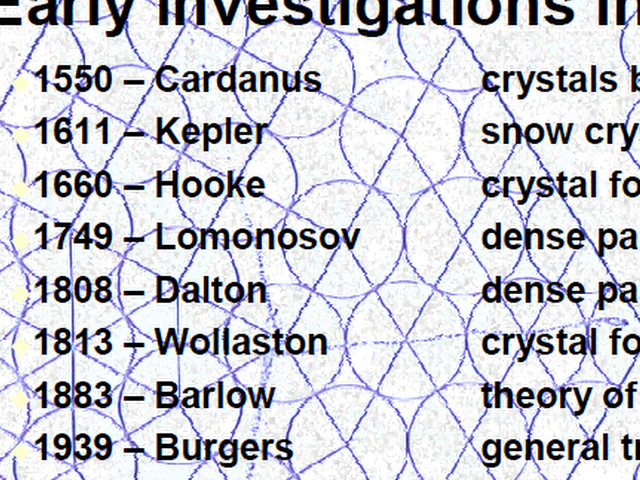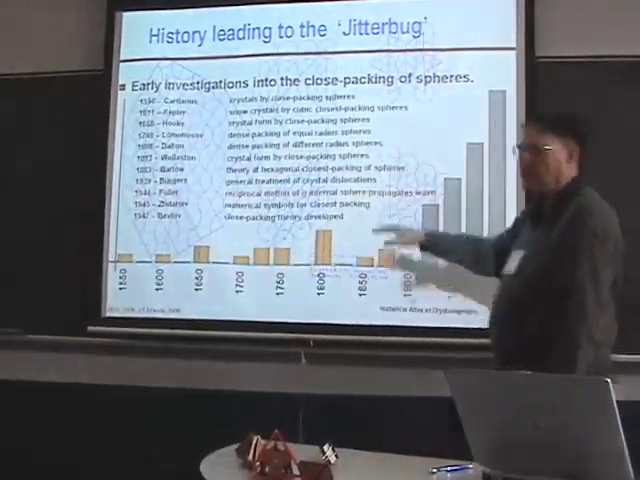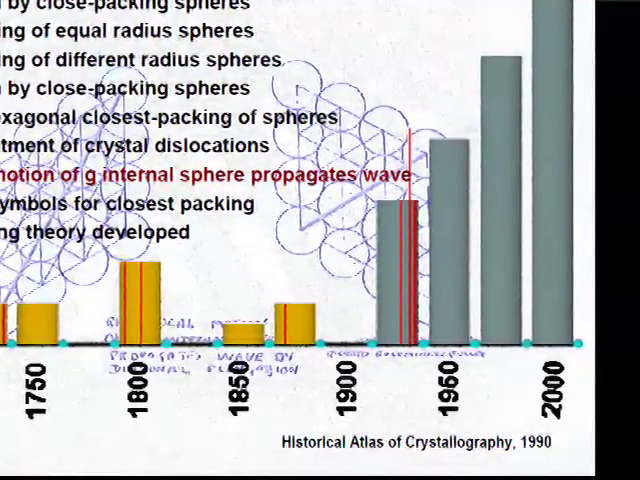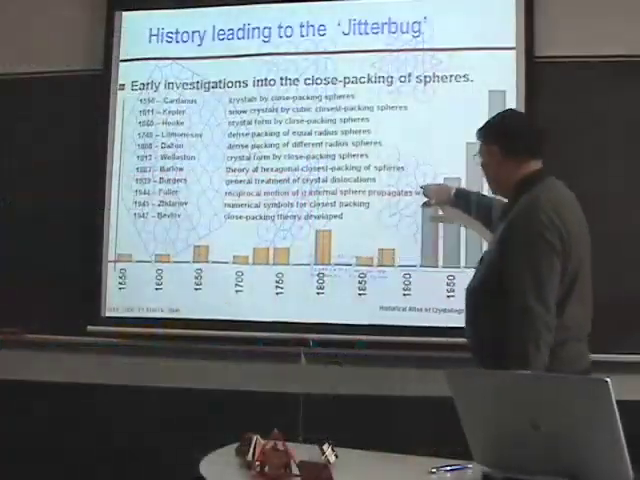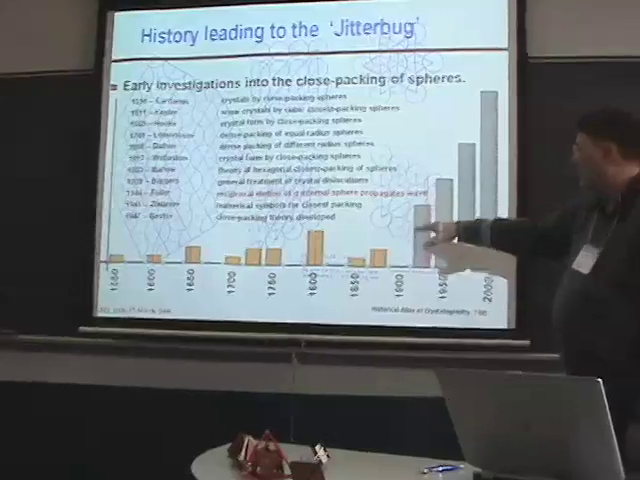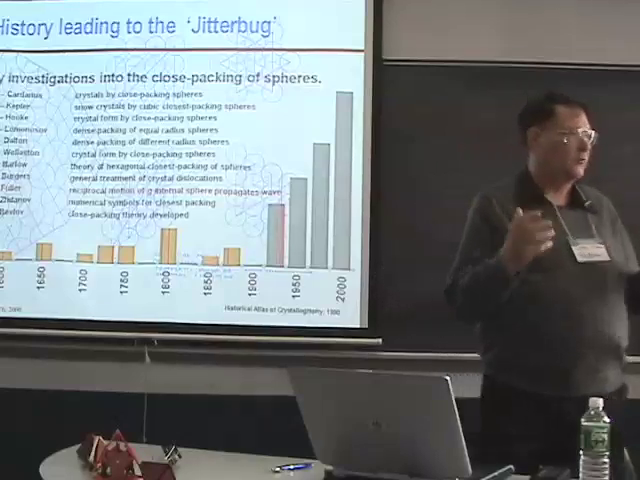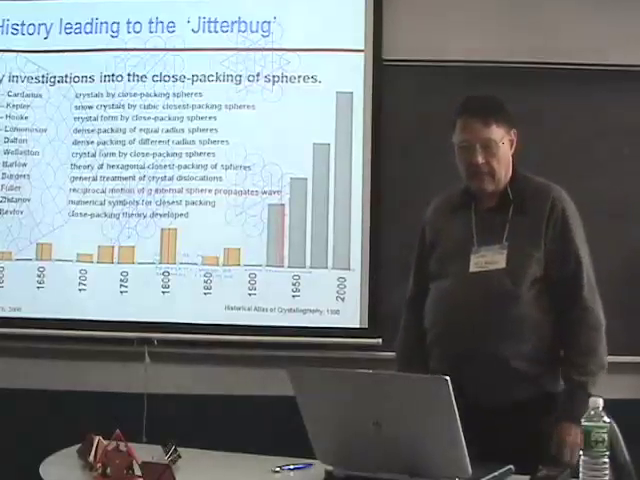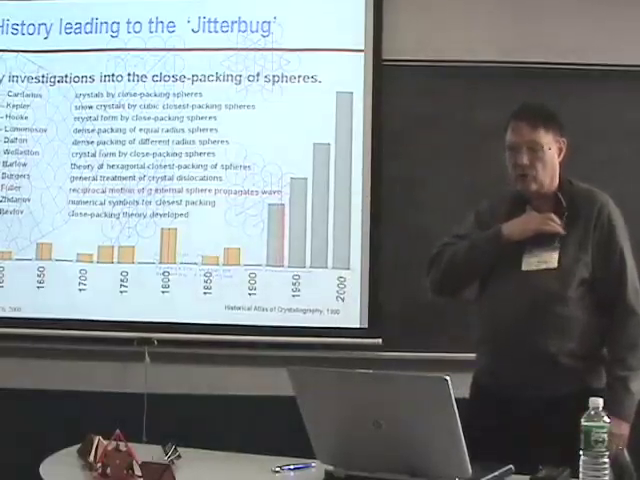Kepler, of course, tried to demonstrate snow crystals by using close packing of spheres, and as you see from the graph illustrated here, there were smatterings of work done around this idea of packing of spheres. There were little jumps here and there, but something happened in this region where all of a sudden there's a jump in people who are experimenting with and thinking about close packing of sphere problems, or activities related to that.